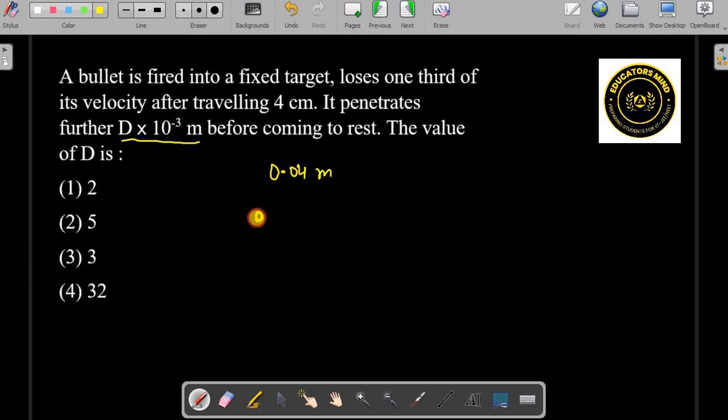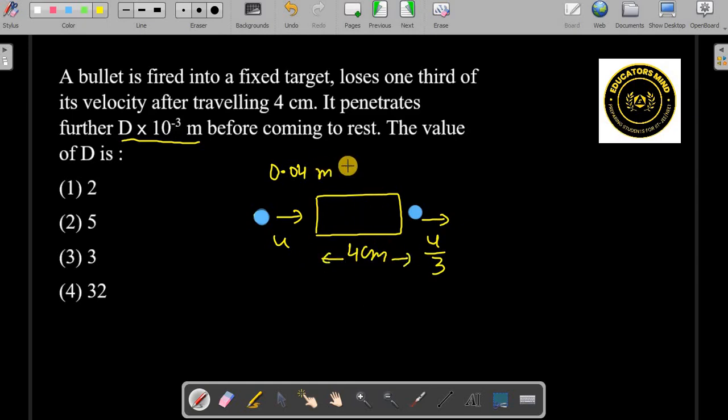So this bullet which is going, this is a particle, right? This bullet is moving and it loses 1/3 of its velocity. So suppose here the velocity is u. After passing this, its velocity becomes u by 3, and this is 4 centimeters. It penetrates further, and we have to just consider this motion inside only. Let's take it is still going inside.